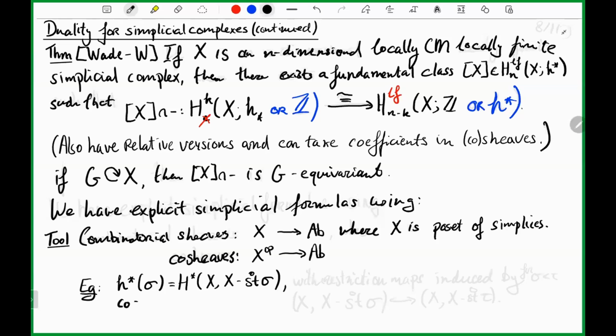These are sort of a souped-up version of just giving the stalks. Something you can prove, which we just did for entertainment, is that these combinatorial sheaves are exactly the same as what are called constructible sheaves, subordinate to the stratification of your simplicial complex by the simplicial structure. Nice, so they're locally constant. Yeah, they're locally constant, or constant on the interior of simplices.